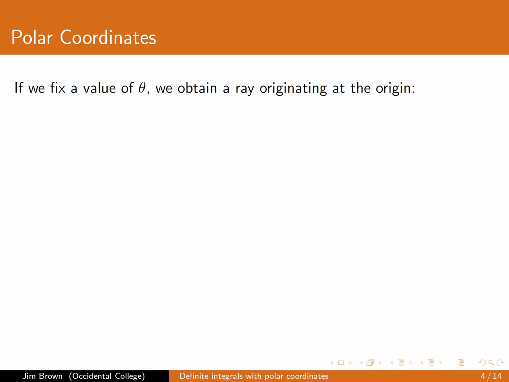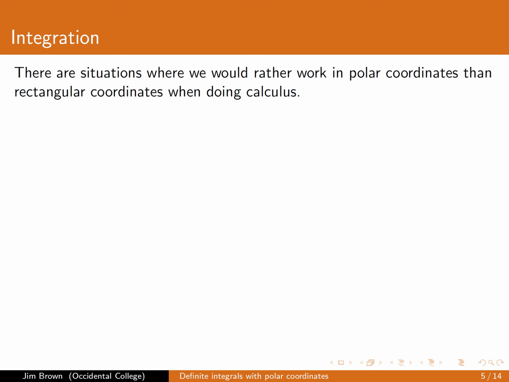Similarly, if we fix a value of theta, then we just obtain a ray originating at the origin. Here we see the blue line is when theta is equal to pi over 4. Again, if we want to work with rays originating at the origin, then polar coordinates are much nicer to work with than rectangular coordinates. The whole reason we're looking at this is that there are situations when polar coordinates are much nicer to use than rectangular coordinates when doing calculus.